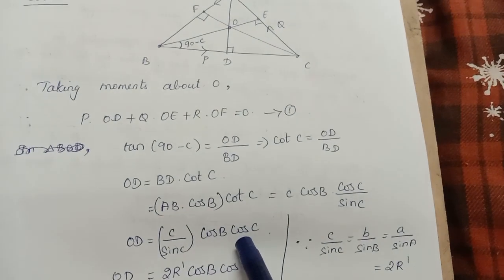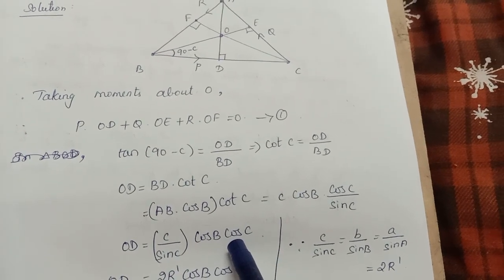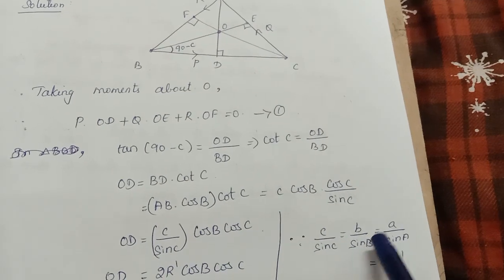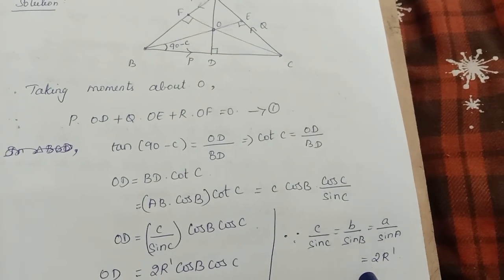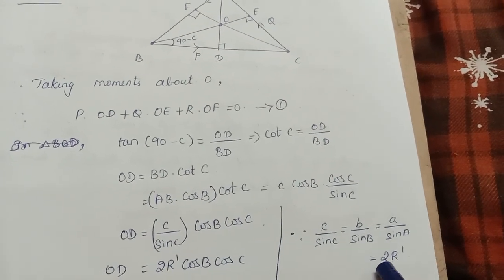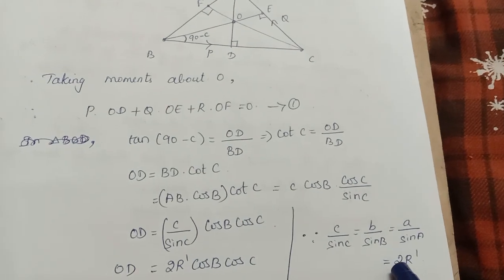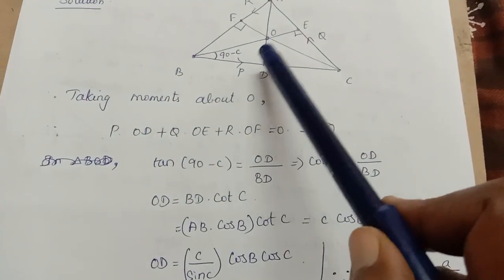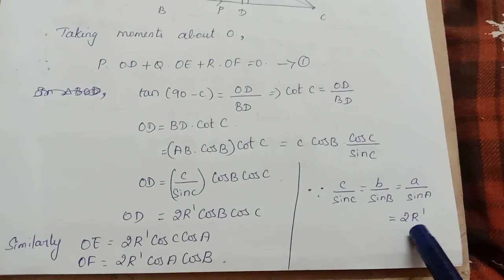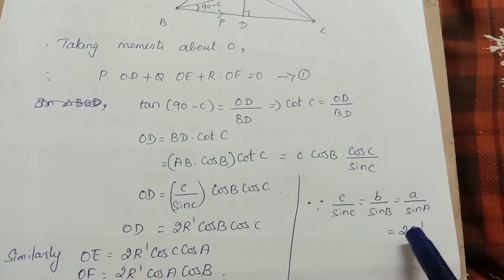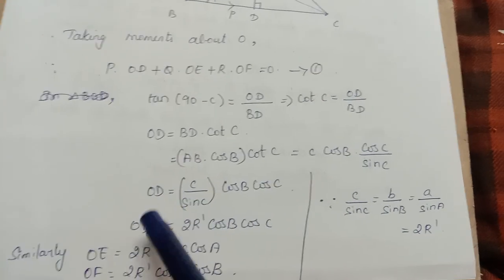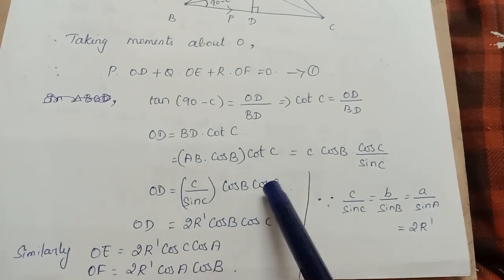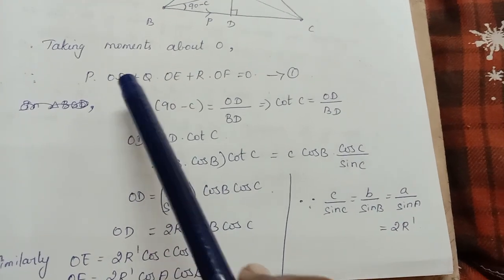But here this O is the orthocenter, no? For the orthocenter we have a result c by sin C equals b by sin B equals a by sin A equals the radius of the circle. So here with O as center we draw one circle, no? And that radius will be 2r dash. Right, r dash is the radius. So instead of c by sin C, I can write it as 2r dash. 2r dash cos B cos C. So I find the value of OD.